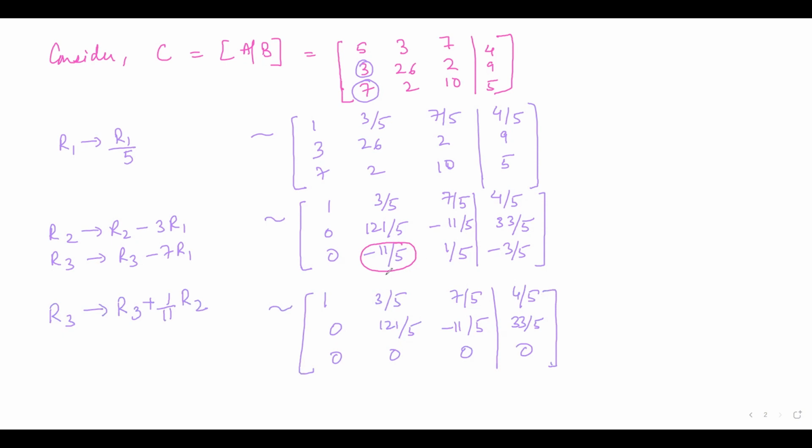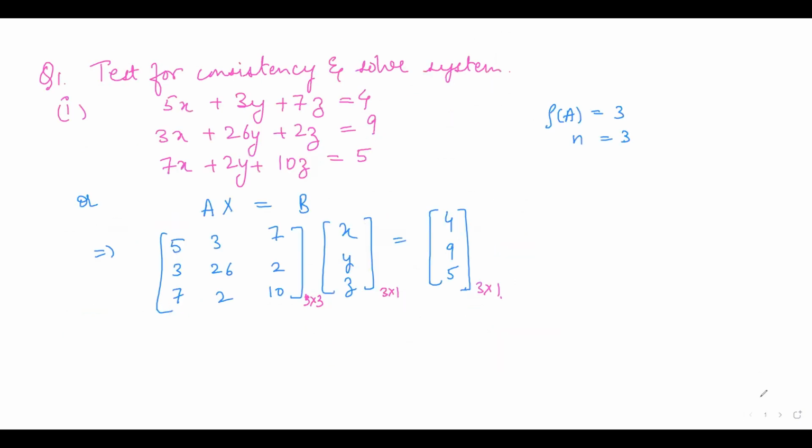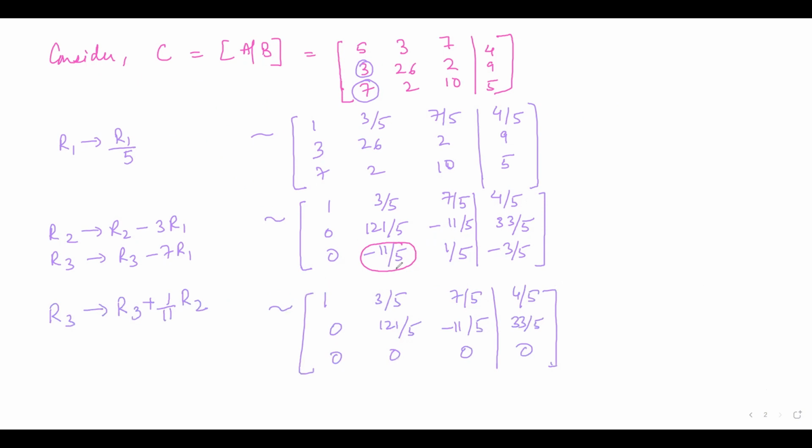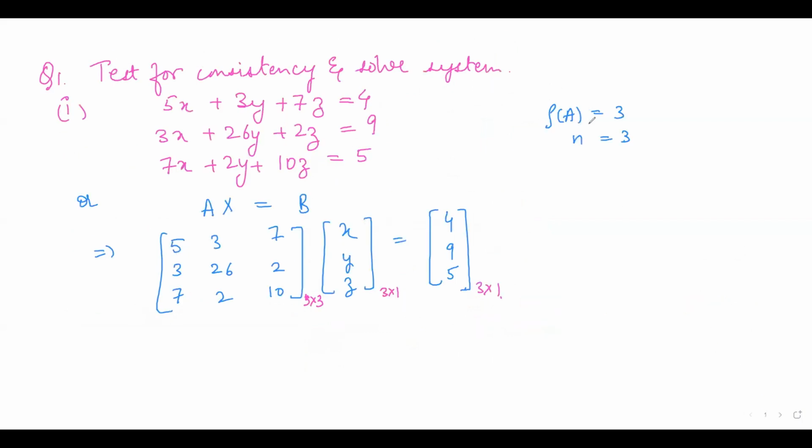Now, what is happening here? We know that the rank of A is 3, okay? But here, I am getting the rank of C. Here, the rank of C is 2, right? And the rank of A, okay.